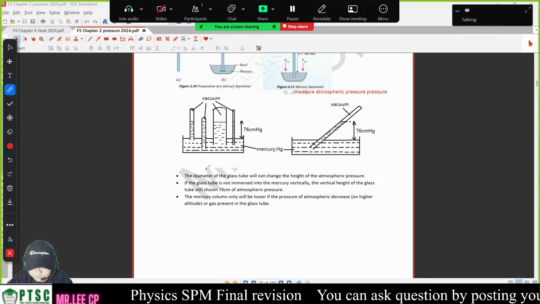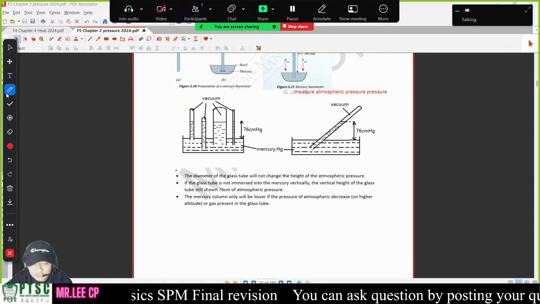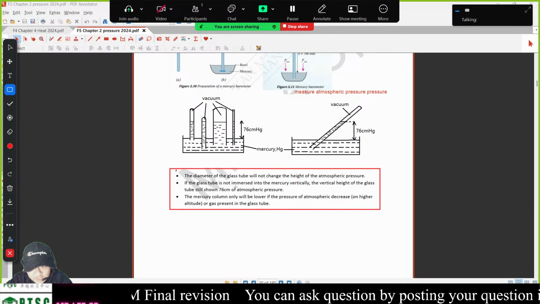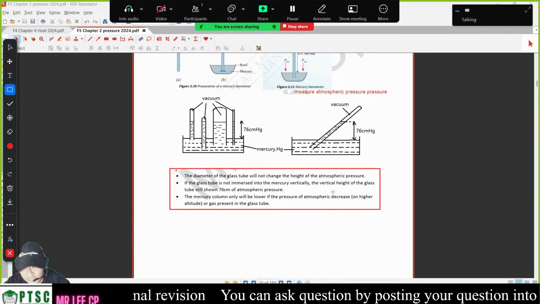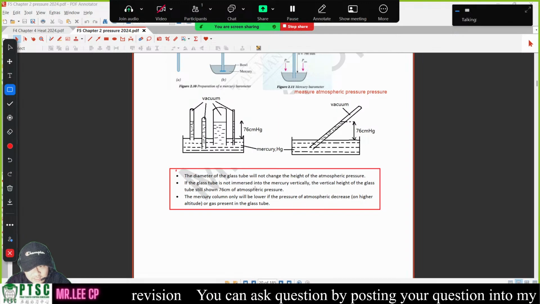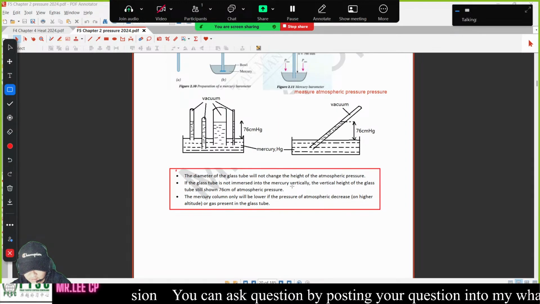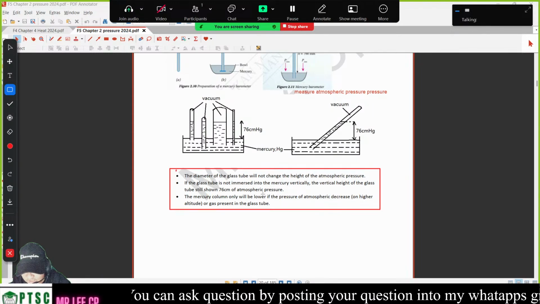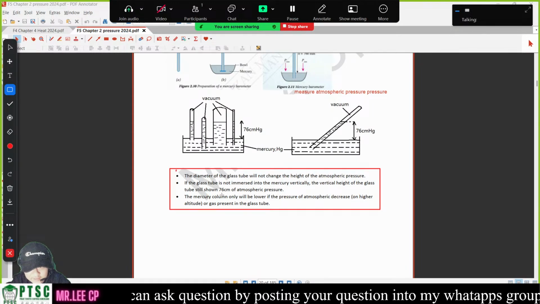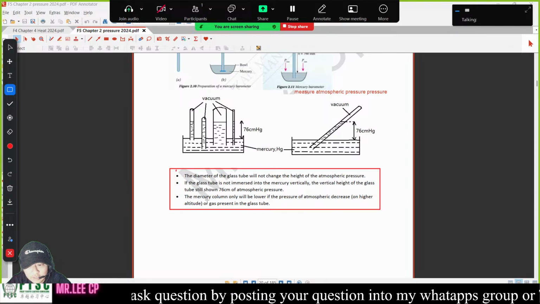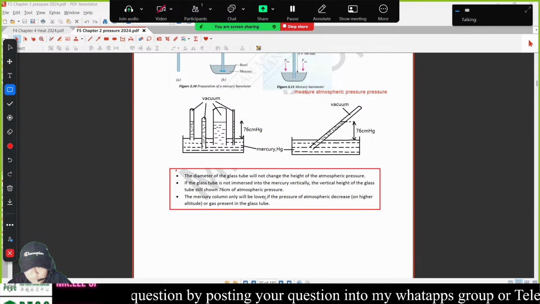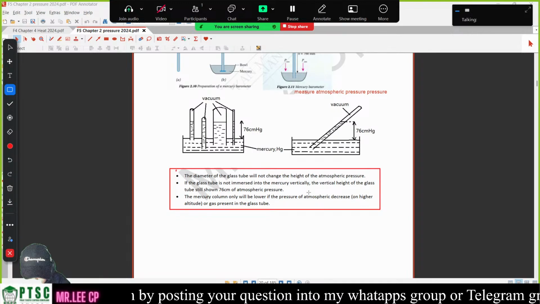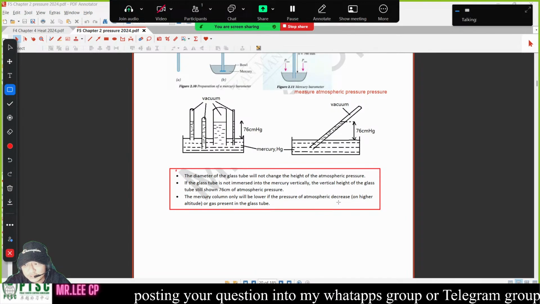This one I try to read for you because it is important. Right. So the diameter of the glass tube will not change the height of the atmospheric pressure. If the glass tube is not immersed in the mercury vertically, the vertical height still is 76, like what I told you. The mercury column is only longer. This one will not be 76 if the atmospheric pressure decreases.